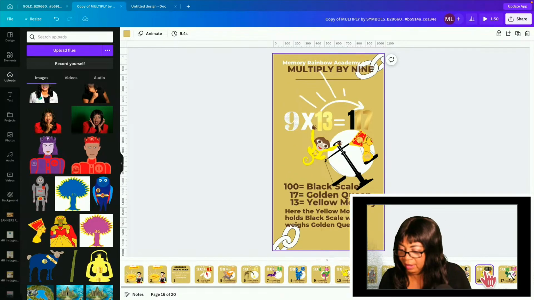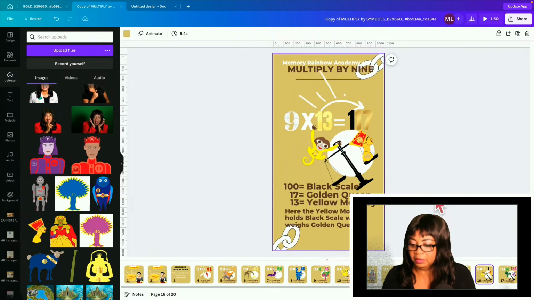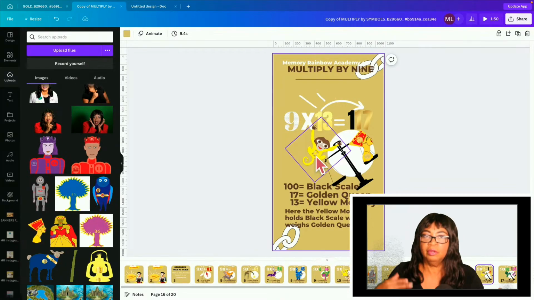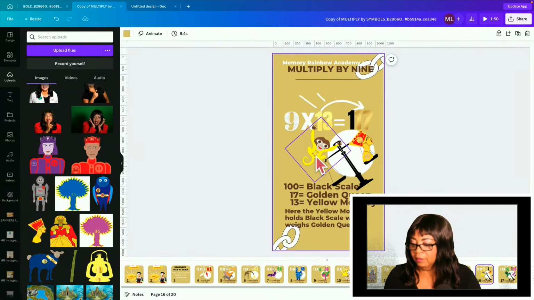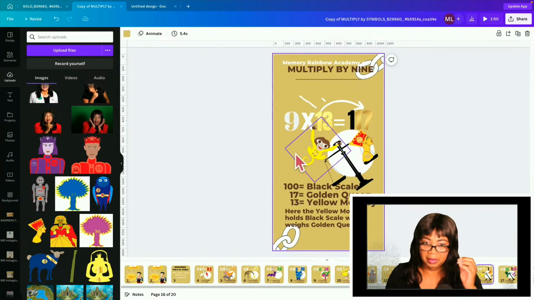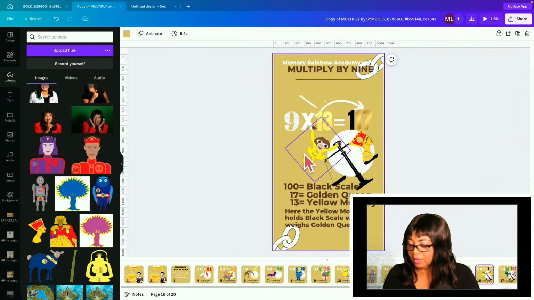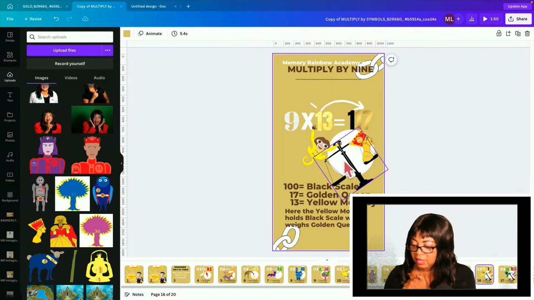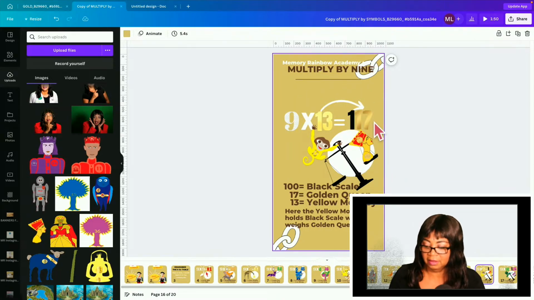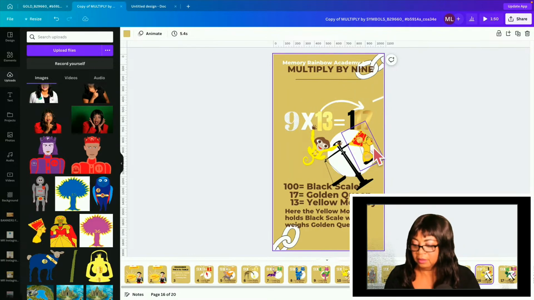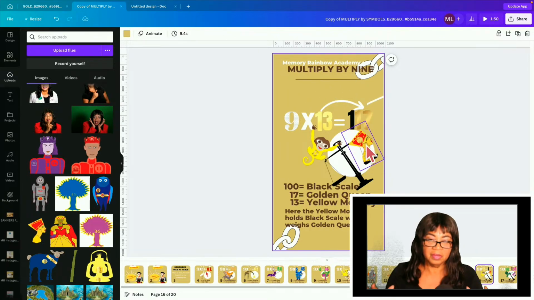So we have 9 times 13 is going to be 117, right? In this case, you've got the yellow monkey, which is also Moon Girl, represents 13. You can even have an image of a yellow moon. And then you can have the scale of justice here and the queen, number 17. Remember, 117 is the answer. So you've got the queen, the golden queen, on the scale, right?